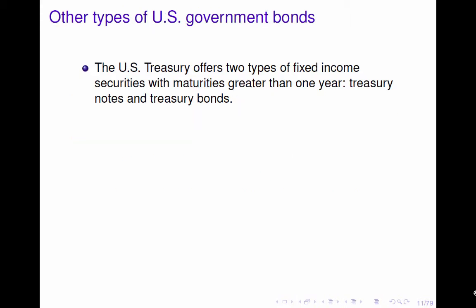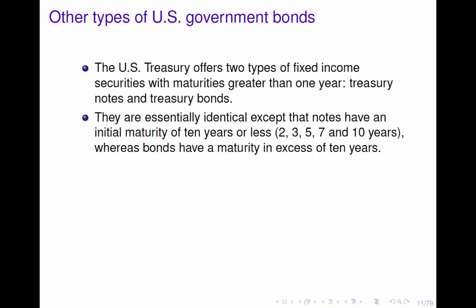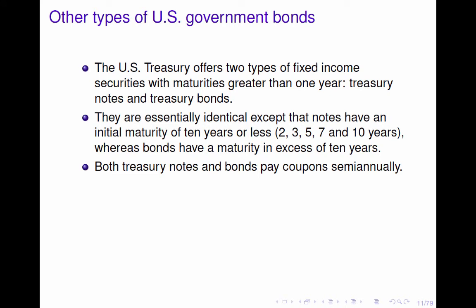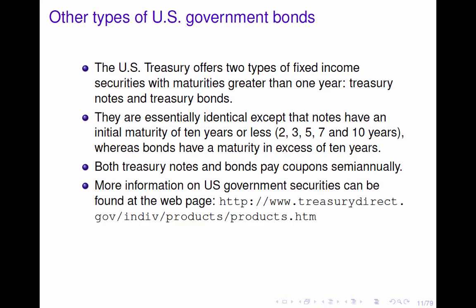Besides Treasury bills, the U.S. Treasury offers two types of fixed income securities with maturities more than 1 year: Treasury notes and Treasury bonds. They are essentially identical, except that notes have an initial maturity of 10 years or less, whereas bonds have a maturity in excess of 10 years. Both Treasury notes and bonds pay coupons semi-annually.